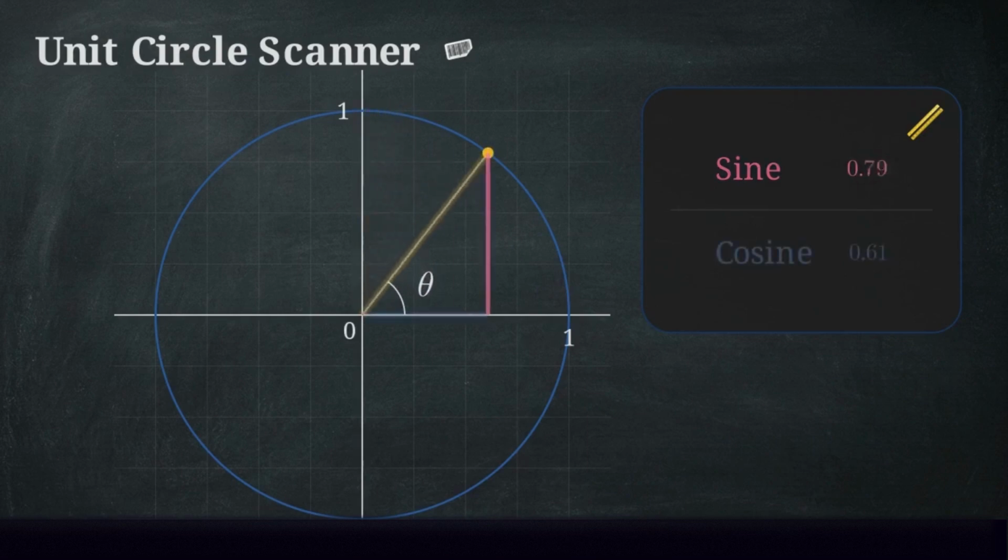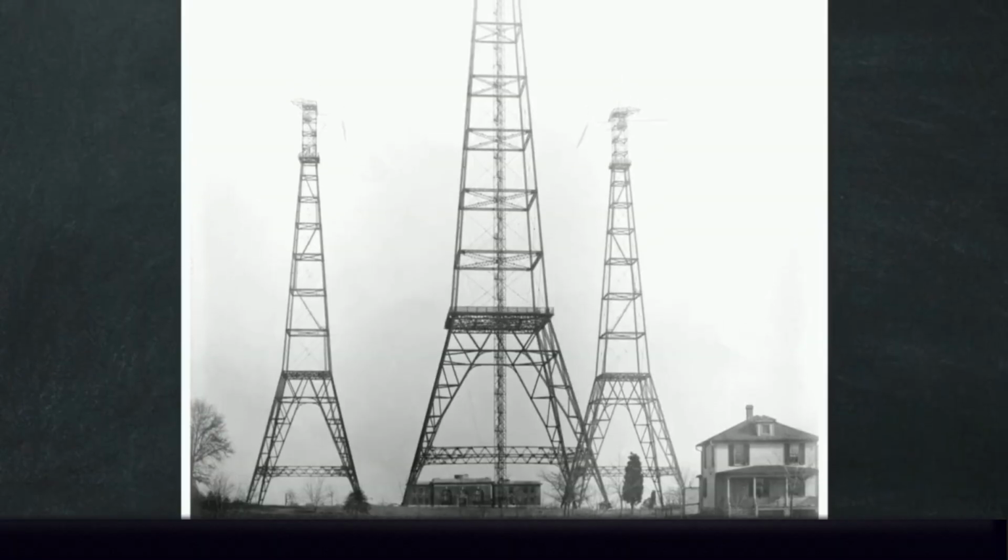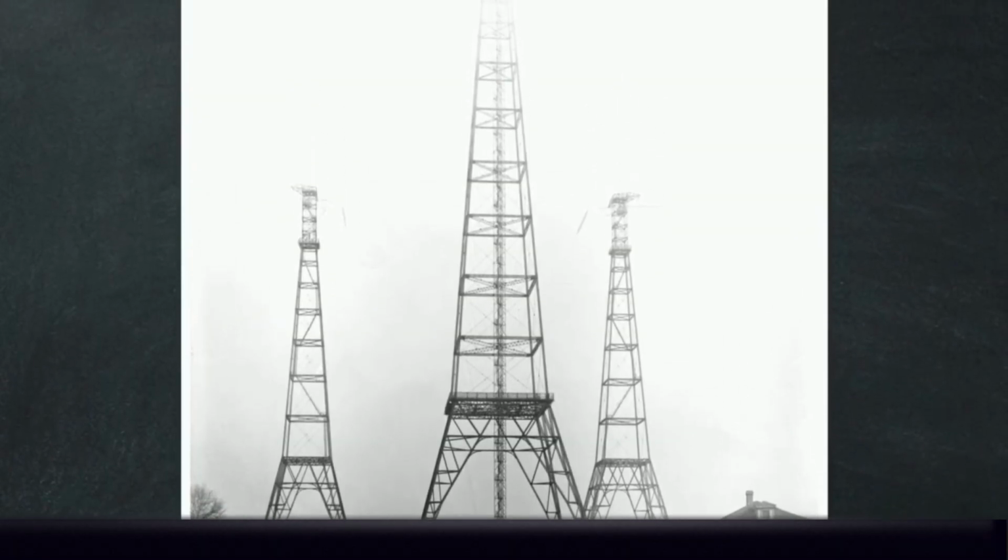Cosine executes the inverse, measuring the horizontal line. It starts at 1, but as the angle steepens, this horizontal shadow shrinks to 0. Those intimidating formulas you memorized in school are doing nothing more than tracking the changing lengths of vertical and horizontal shadows inside a circle. But how do we take these flat rules and apply them to the three-dimensional world?